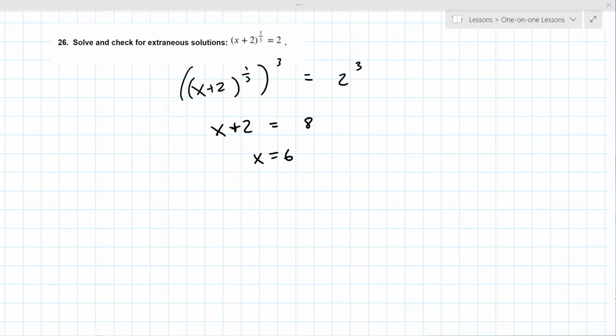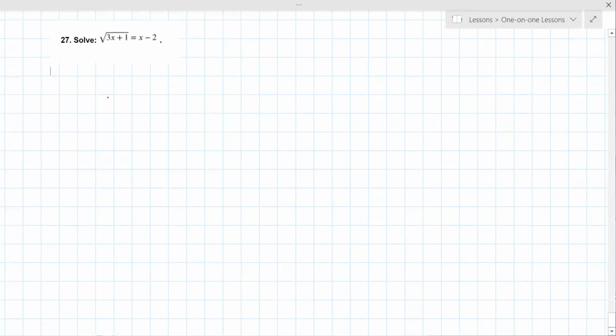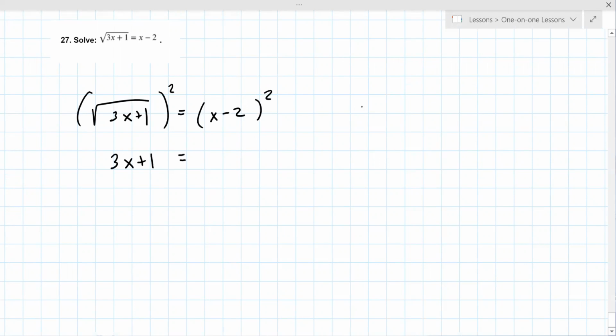27. Okay, 27's got a little bit more to it, and 28's got a little wrinkle to it as well. All right, so you still want to square both sides to get rid of that square root. On the left, it just becomes 3x plus 1, but on the right, you have to remember that this is x minus 2 times x minus 2. It is not something else, because that is a common mistake.